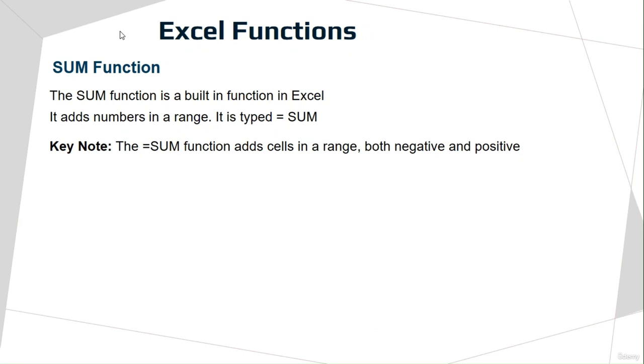The sum function is a built-in function in Excel. It adds numbers in a range. It is typed as equal to sum. Take note of this. The sum function adds cells in a range. It adds both negative and positive numbers.